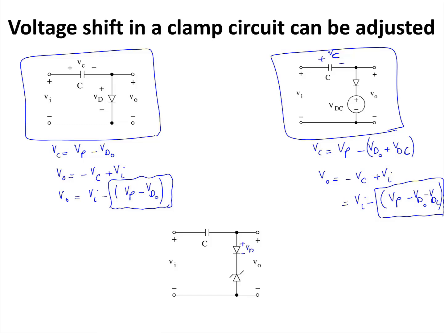So this is my VD, VD1, and this is VD2, and here after the capacitor is charged and the diodes are off, V out is going to be equal to negative VC plus Vi, and VC is a constant number, so Vi minus the voltage across the capacitor is going to be equal to V peak minus VD0 minus VZ Zener.